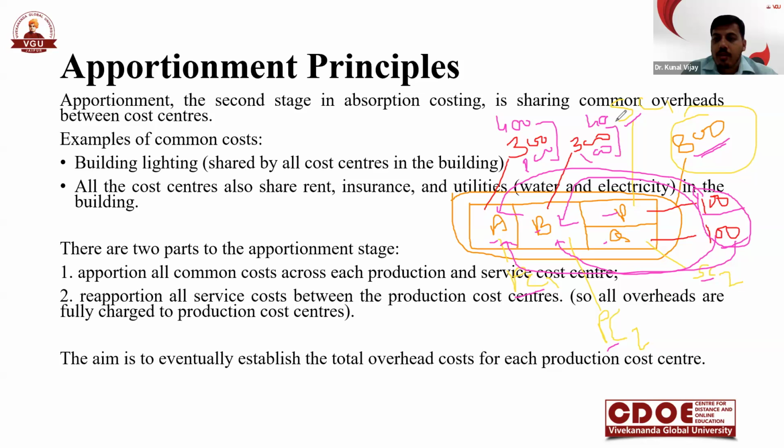Okay. I'm just giving an example. That is why both the amounts are equal, but it can be a different amount for both the production centers. Now, this is known as total cost of the production cost centers. Okay, this has to be calculated.